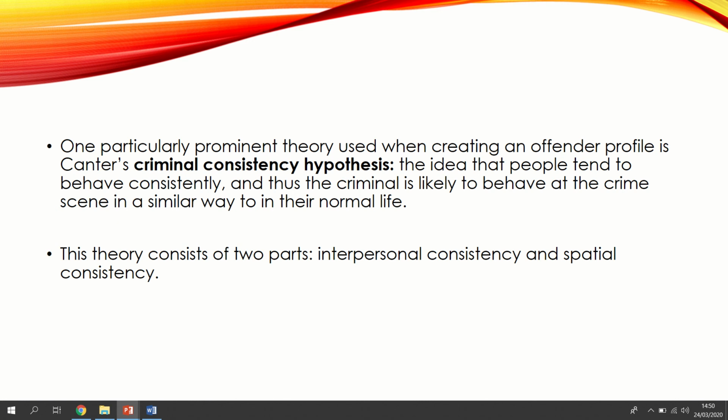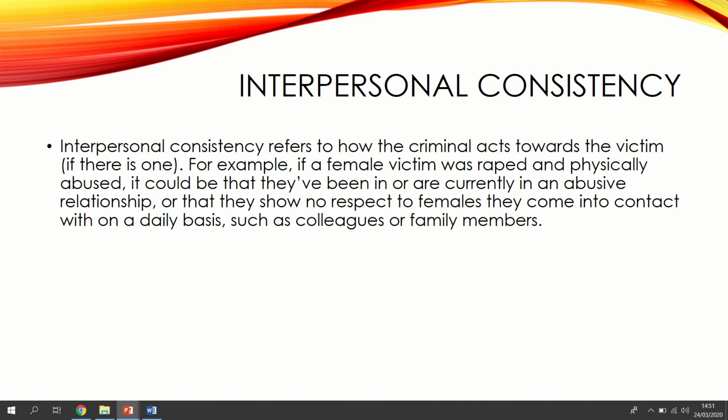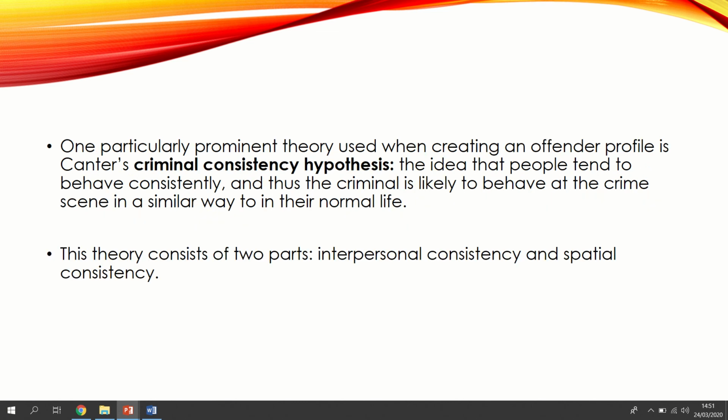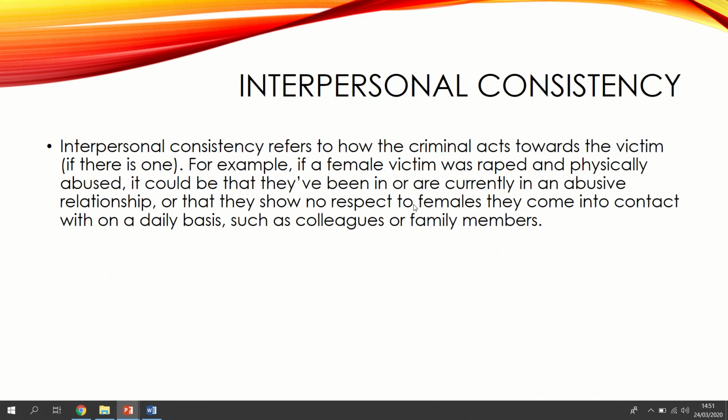This theory consists of two parts: interpersonal consistency and spatial consistency. If you think about the word spatial, it basically means where they are from. So it's very similar to geographical profiling, it's a different name for it basically. And interpersonal consistency is about the degree of violence or control between that person and what type of person they are. So interpersonal consistency, he says, from his criminal consistency hypothesis, is this idea that the criminal acts towards the victim, if there is one, in a specific way.